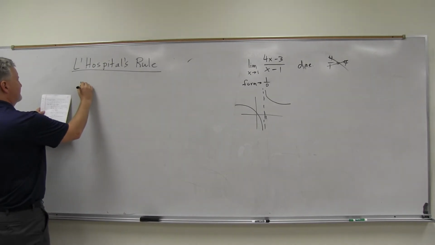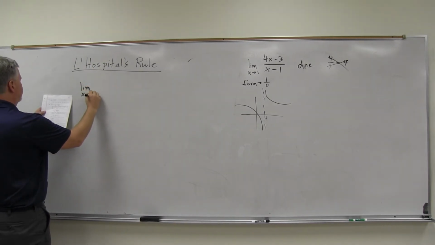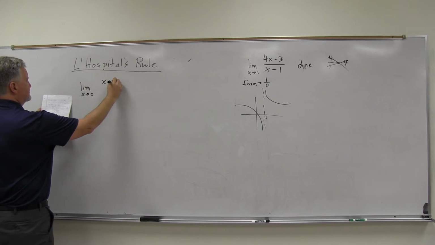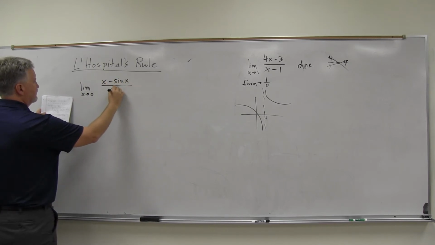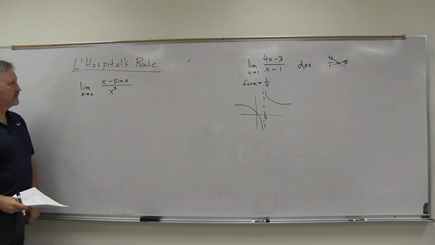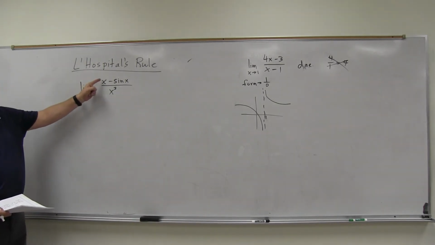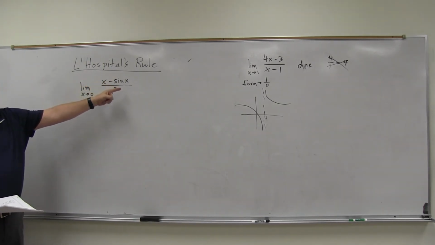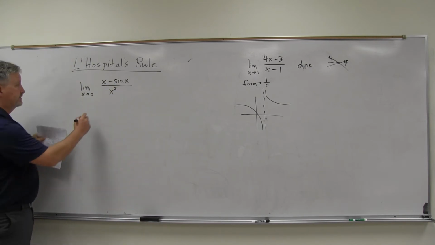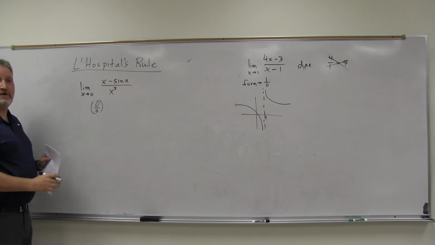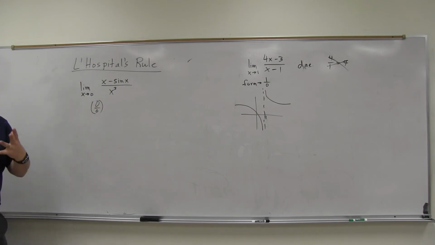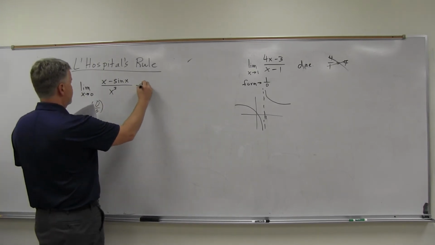Here's something else interesting. Limit as x approaches 0 of x minus sine of x over x cubed. Well, plug in 0, you get 0 minus sine of 0, which is 0. Top is 0. Of course, the bottom is 0. So we do have the correct form. L'Hopital. See if that helps.